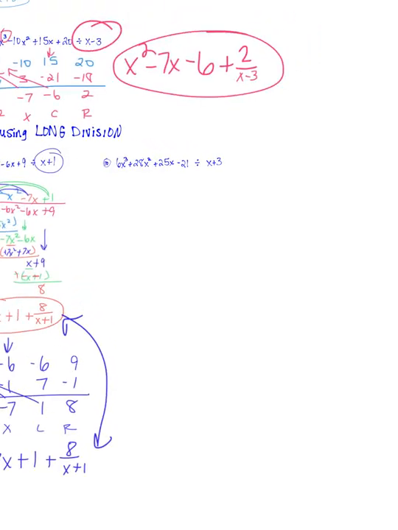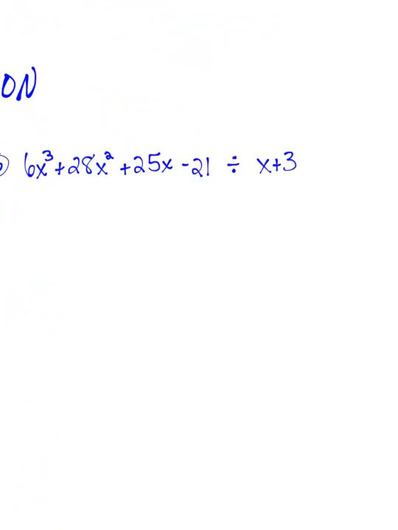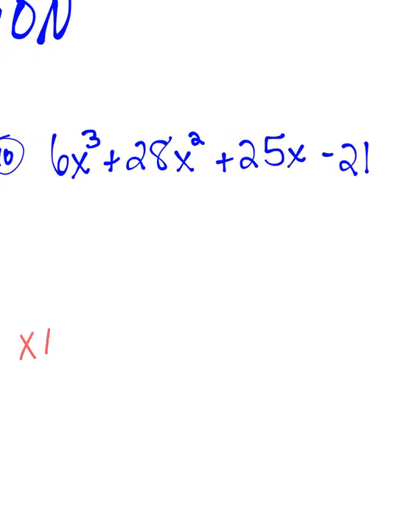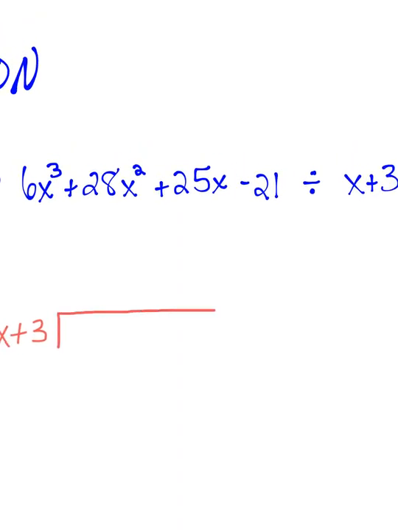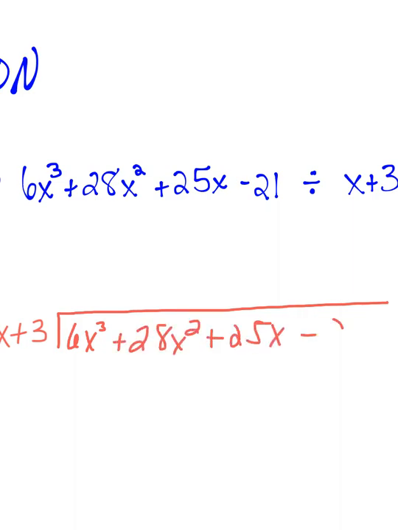All right, let's do the last one. What's going in the corner? X. Oh, sorry, long division. What goes on the outside? X plus 3. Can you guys give me just like 5 more minutes and then you can talk? 6x cubed plus 28x squared plus 25x minus 21.